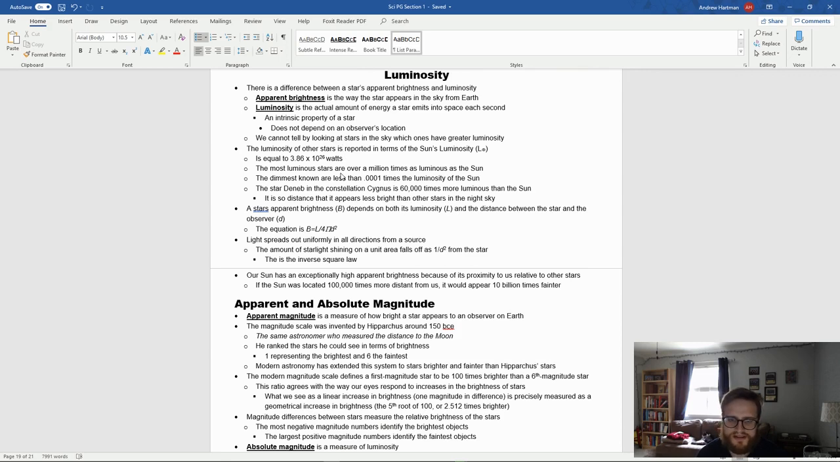And so the reason for this is that since light spreads out uniformly in all directions, the amount of starlight shining on a unit area falls off as 1 over distance squared from the star, right? The example they bring up is that if the Sun was located 100,000 times further away from us, it would appear 10 billion times fainter. So if it was two times more distant, it would appear 4 times fainter, right?